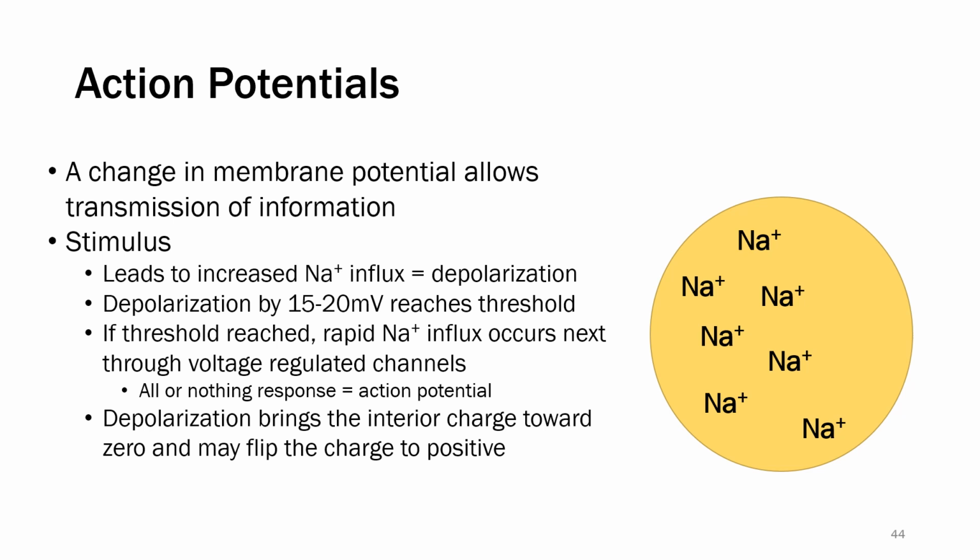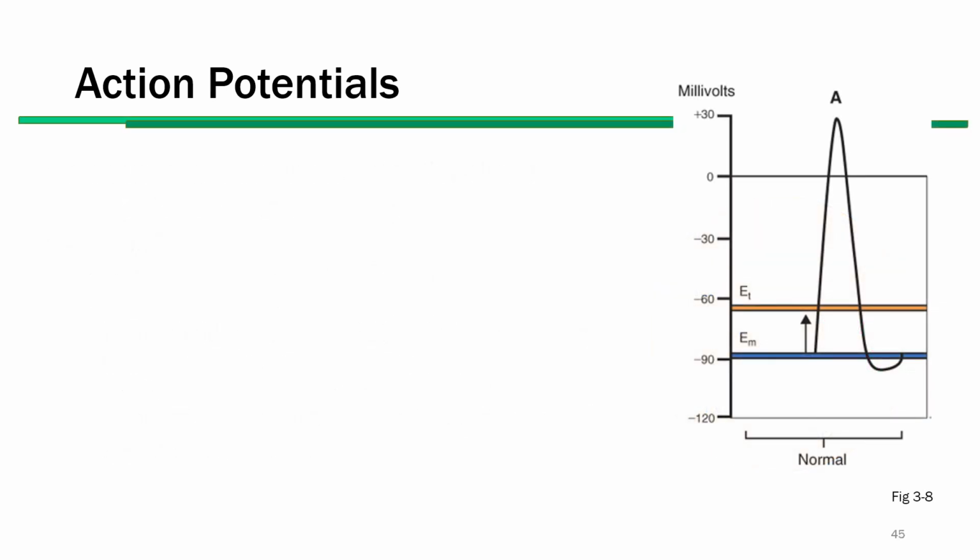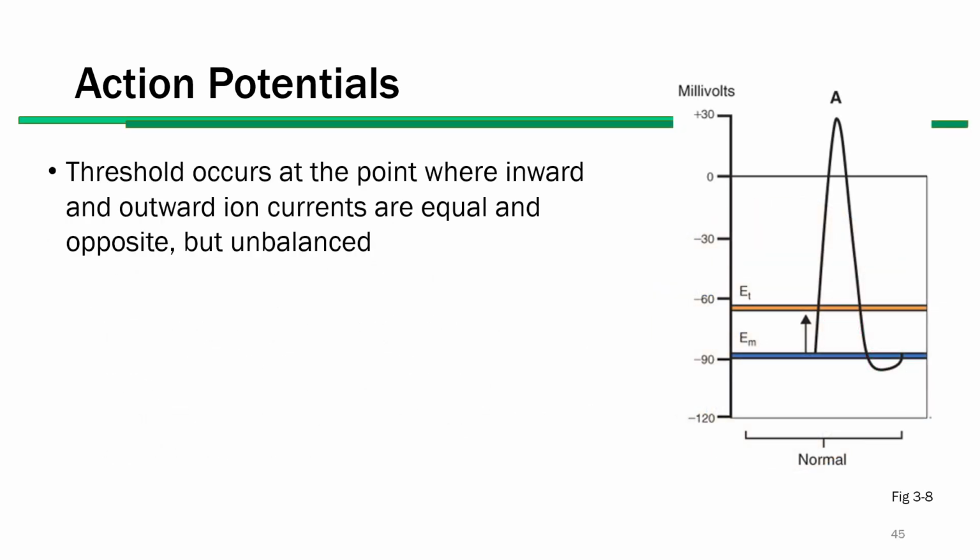Depolarization brings the interior charge towards zero, and it may actually flip that charge to positive. Threshold occurs at the point where inward and outward currents are equal and opposite but unbalanced.